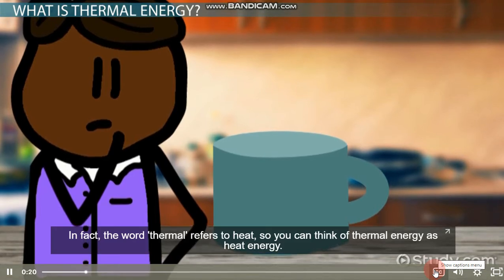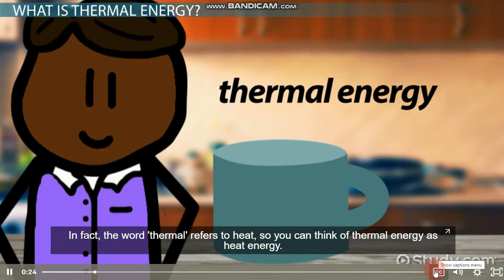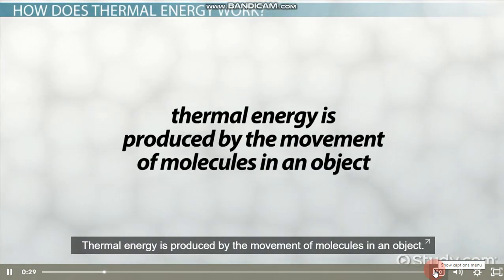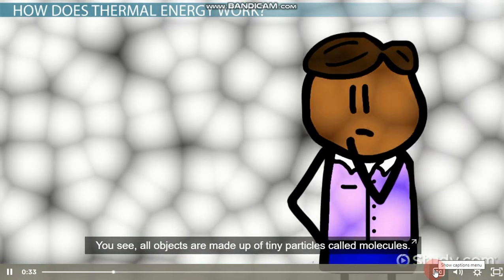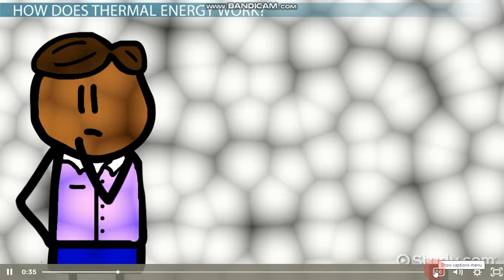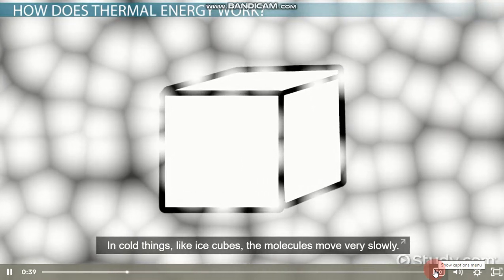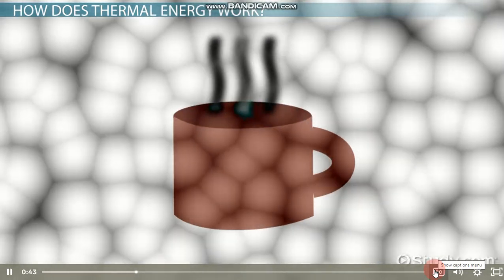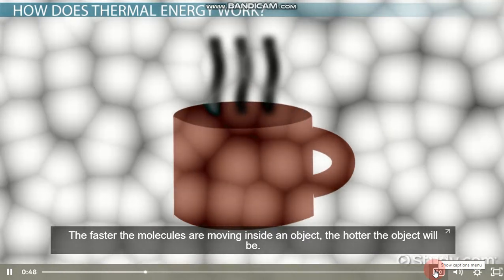In fact, the word thermal refers to heat, so you can think of thermal energy as heat energy. Thermal energy is produced by the movement of molecules in an object. You see, all objects are made up of tiny particles called molecules. In cold things, like ice cubes, the molecules move very slowly. In hot things, like a hot drink, the molecules move very fast. The faster the molecules are moving inside an object, the hotter the object will be.